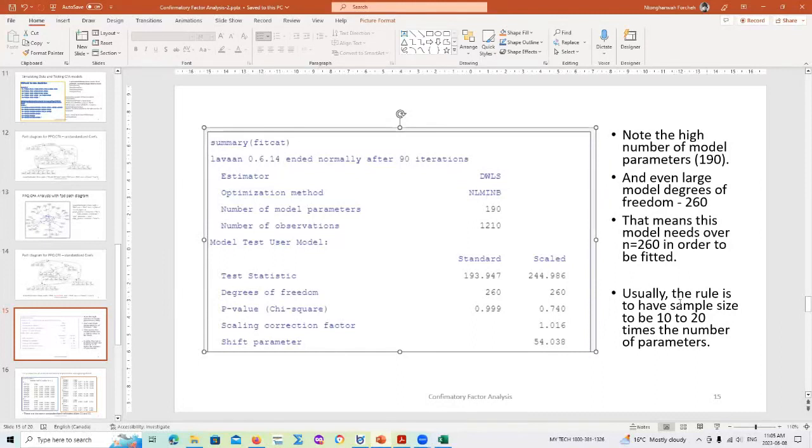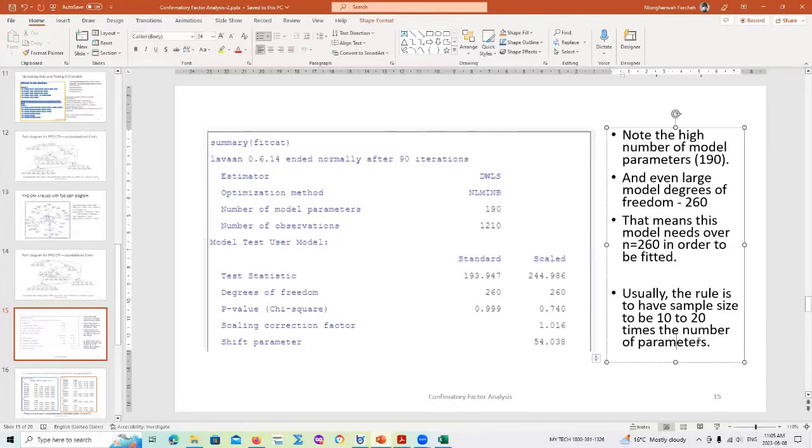Usually the rule is to have the sample size be 10 to 20 times the number of parameters. That's what I find in structural equation modeling literature. In normal statistics literature, we say you should have about five times the number of parameters. You get that? In structural equation modeling, I see the proposed 10 to 20, and probably that has to do with these covariance structures and so on.